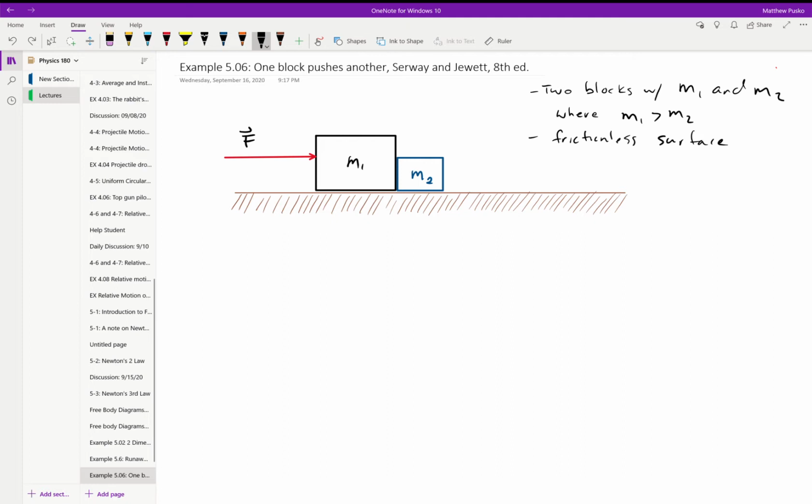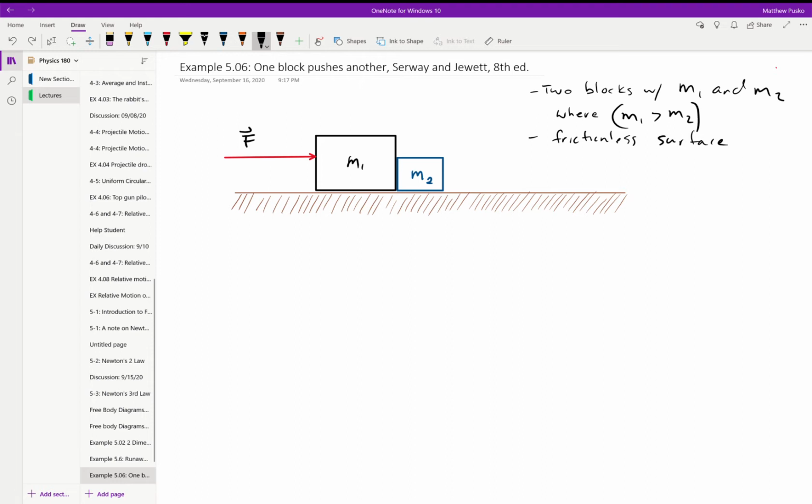We've got one block in contact with another block, and mass 1 is greater than mass 2. A force is pushing to the right there, in the horizontal direction. It is a constant horizontal force, and we're just going to label it F. We're going to use M1 and M2, and we'll leave this in terms of F, M1, M2, and gravity and acceleration.